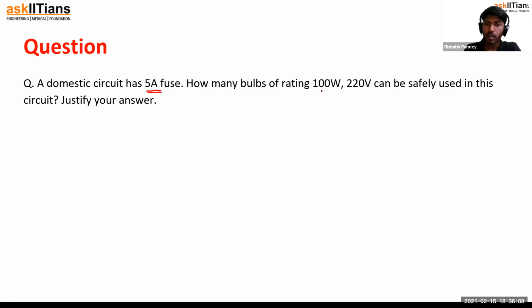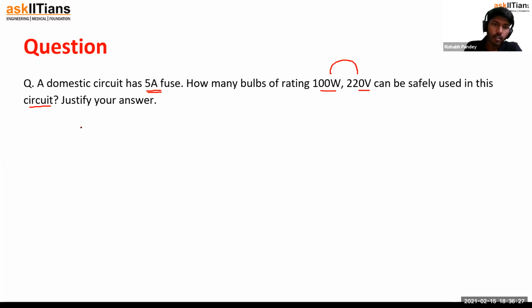How many bulbs of rating 100 watts, 220 volt can be safely used in this circuit? Justify your answer. Although I won't tell you the answer, I'll just give you a hint. How much amount of current will be consumed by one bulb? Let's try to find out.